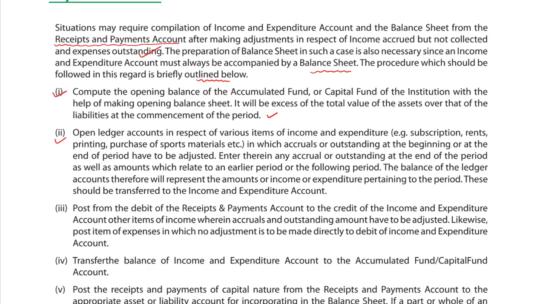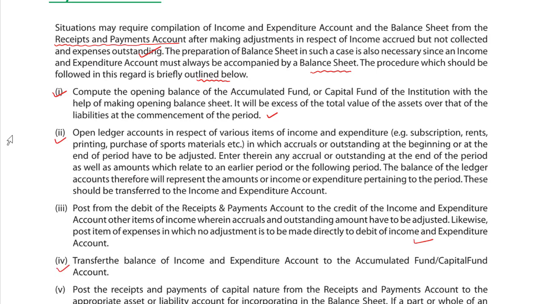Post from the debit of receipts and payment account to the credit of income and expenditure account other items of income wherein accruals and outstanding amounts have to be adjusted. Likewise, post items of expenses in which no adjustment is to be made directly to the debit of income and expenditure account.